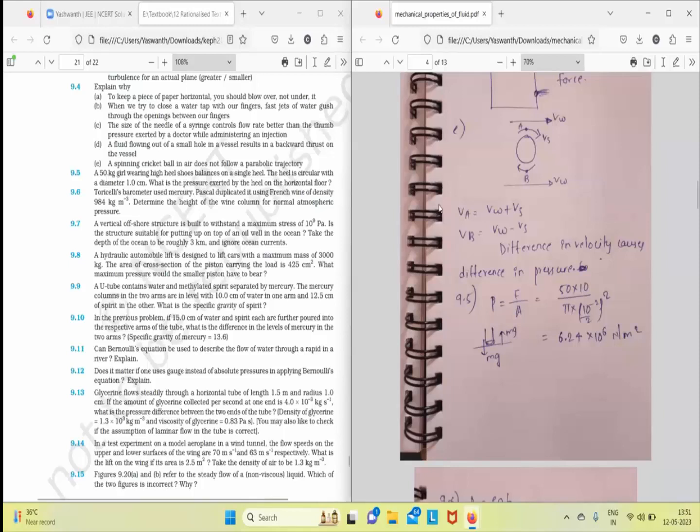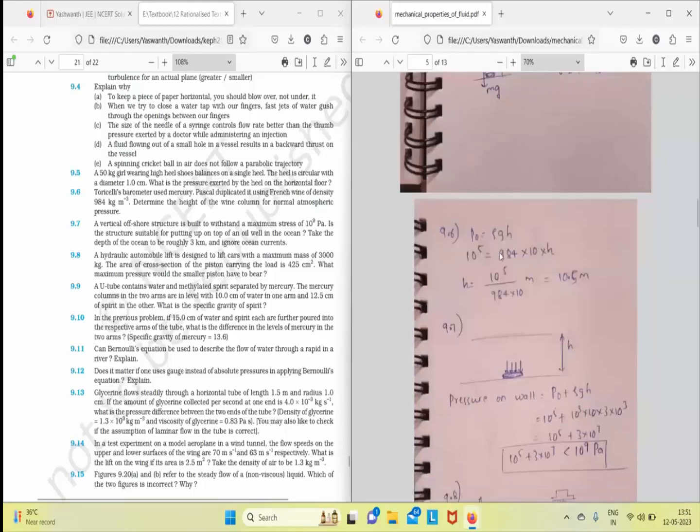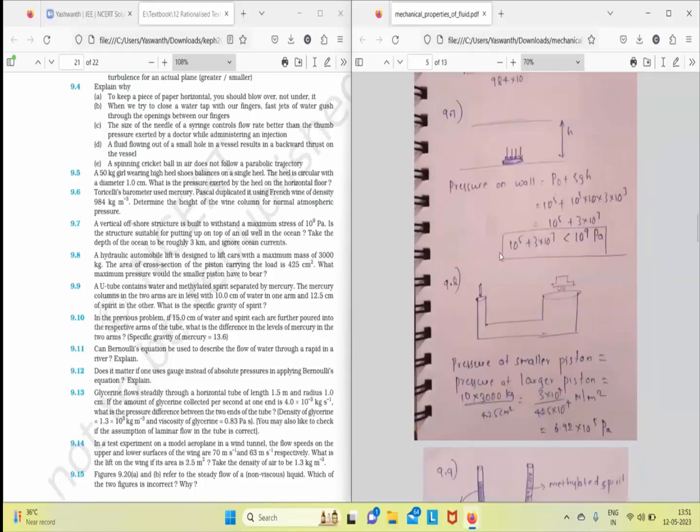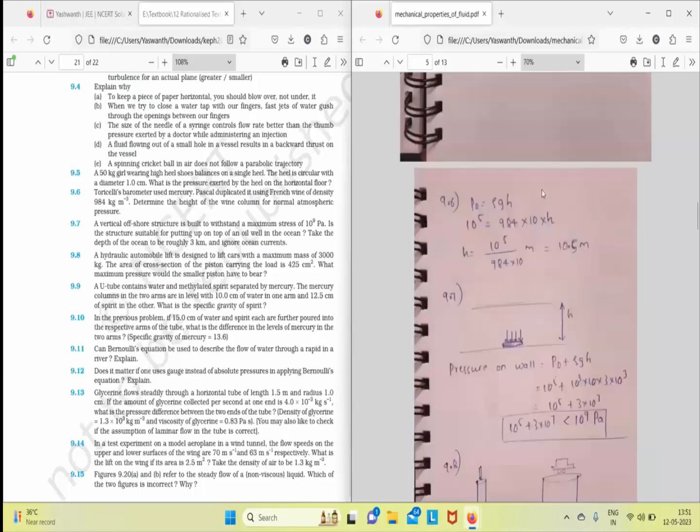Going to the next, sixth question. Torricelli's barometer used mercury. Pascal duplicated it using French wine of density 984 kg per meter cube. Determine the height of the wine column for atmospheric pressure.